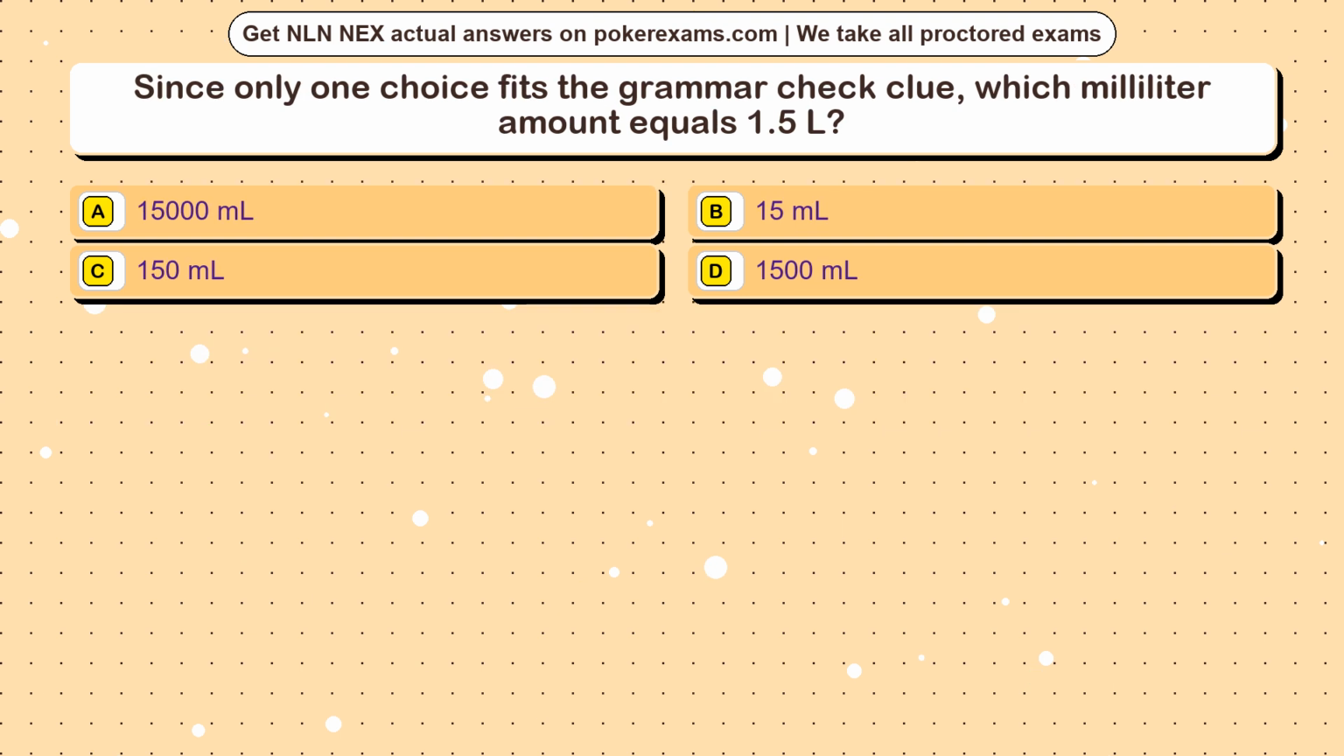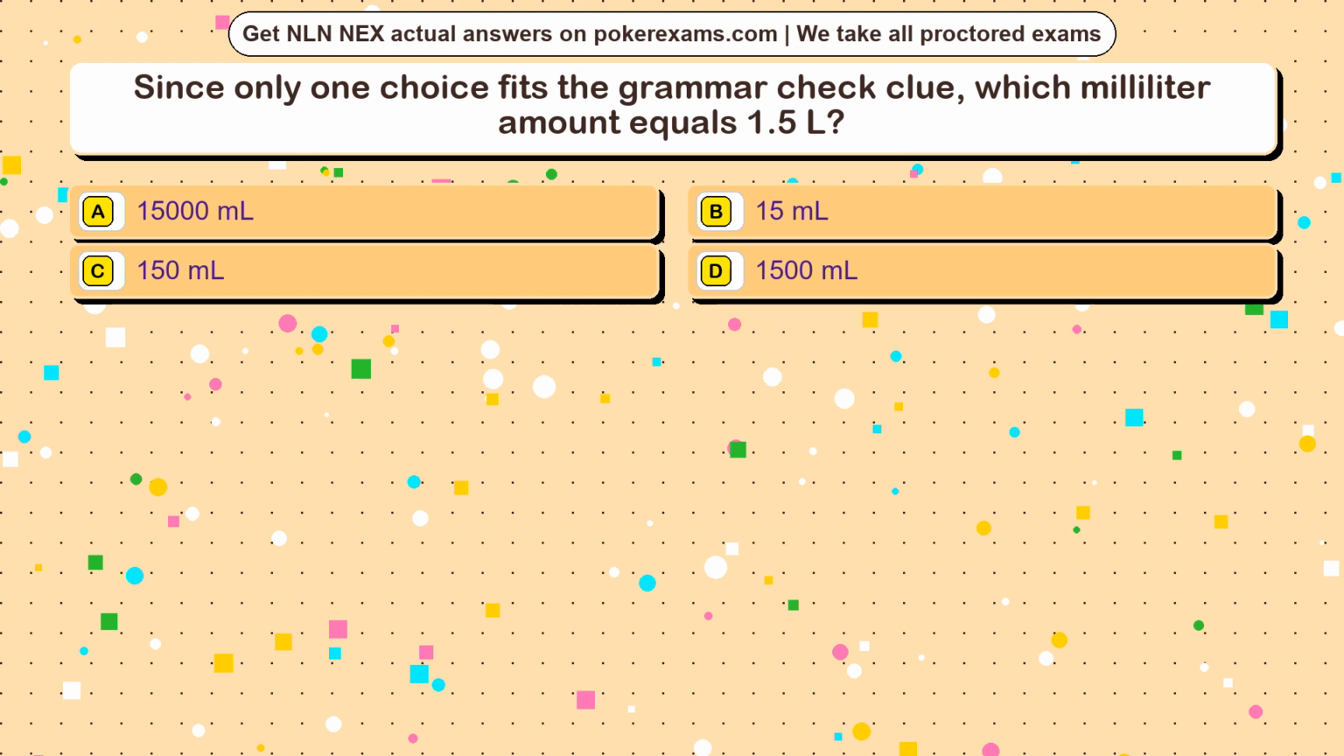Question 21. Since only one choice fits the grammar check clue, which milliliter amount equals 1.5 L? Option A, 15,000 ml. Option B, 15 ml. Option C, 150 ml. Option D, 1,500 ml.